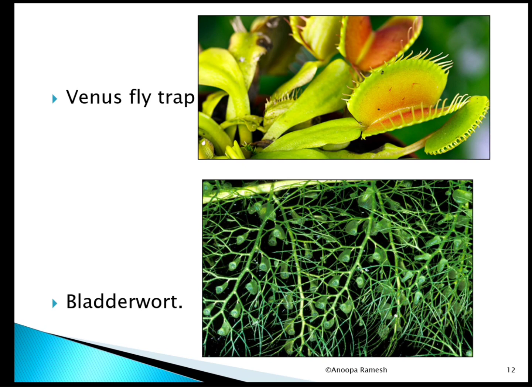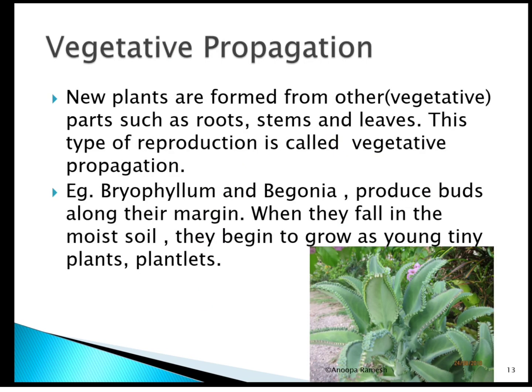Okay. Now next is vegetative propagation. Usually how do we make a plant? We put seeds, right? But also some plants can be formed from other parts such as roots, stem and leaves. So this type of reproduction is known as vegetative propagation. If new plants propagate from other parts like roots, stems and leaves, that is known as vegetative propagation. So many examples are there.